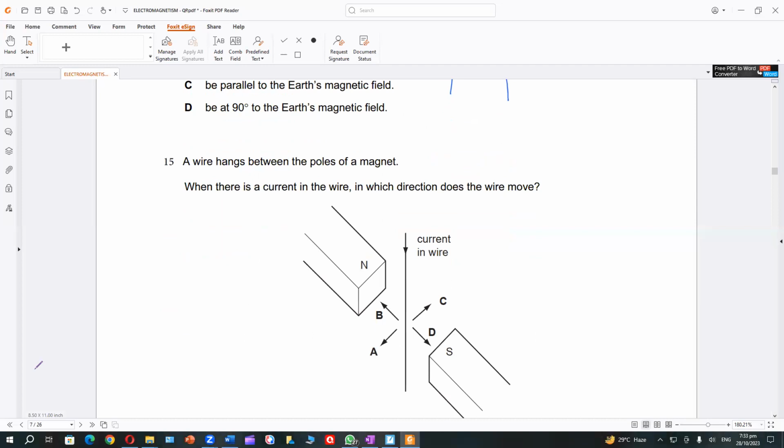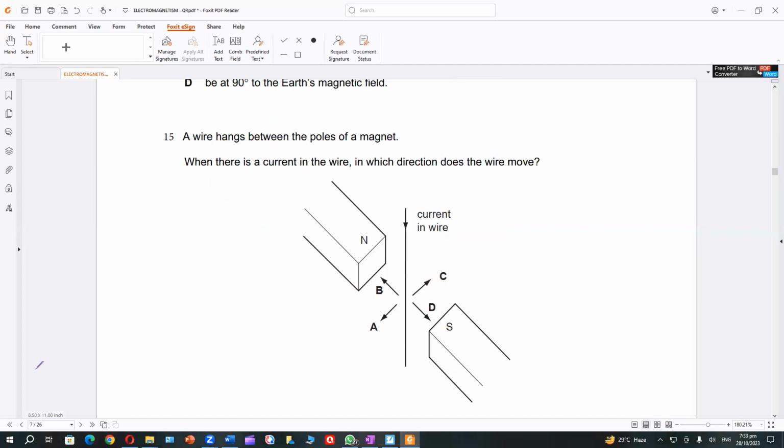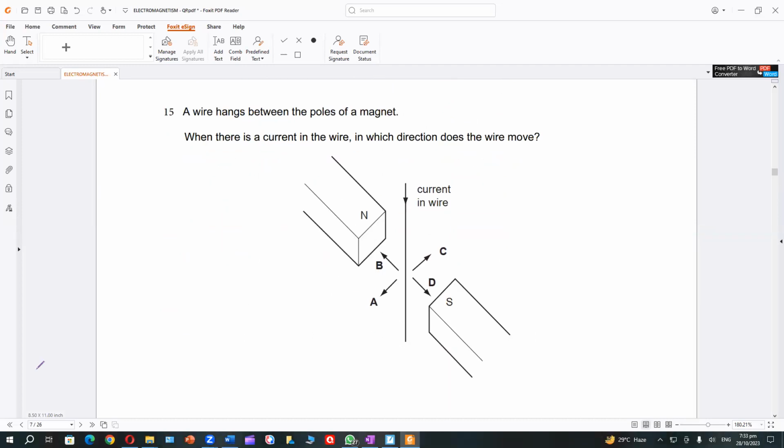A wire hangs between the poles of a magnet. When there is a current in the wire, in which direction does the wire move? Now see this question.